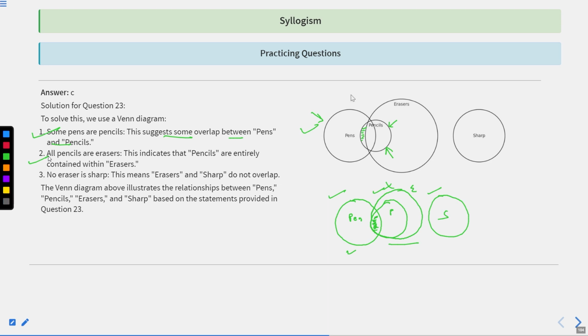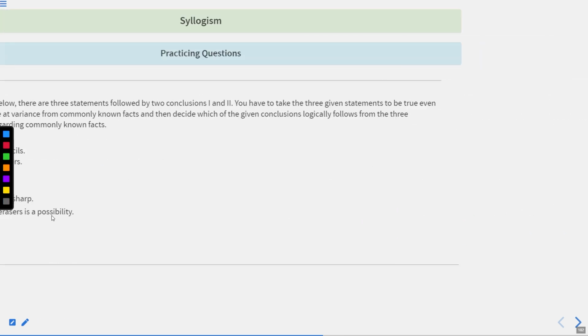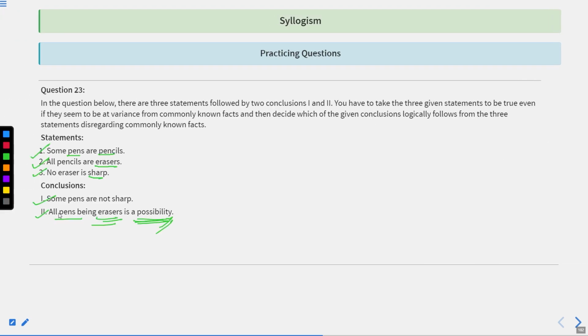Statement number 1 suggests some pens are pencils. The opposite of it, some pencils are pens, is true. Now all pencils are erasers, meaning all pens which are pencils could be erasers. It is a possibility. Therefore, all pens being eraser is actually a possibility.